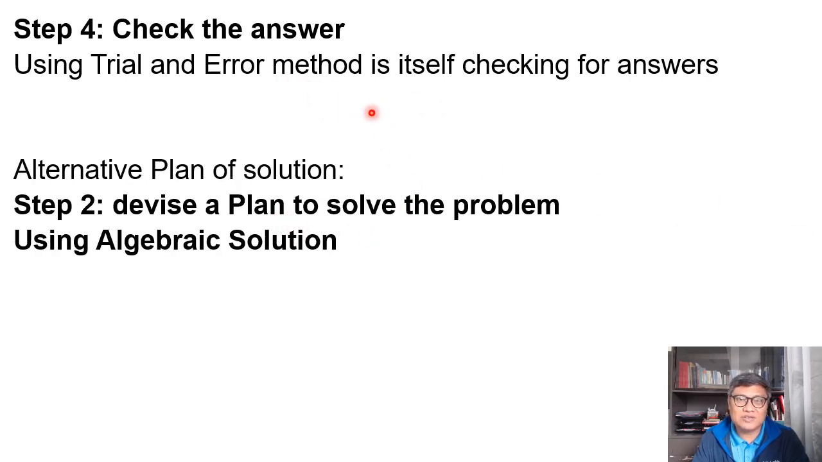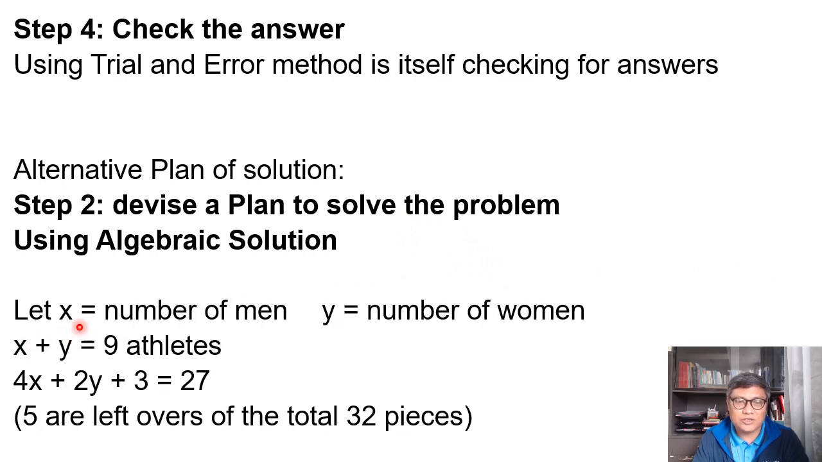Now, an alternative solution for this one, class, as I said, is your algebraic solution. So we can again solve the same problem using algebra. You let x be the number of men, while y will be the number of women. And we know that when we add x and y, it should equal 9 athletes.